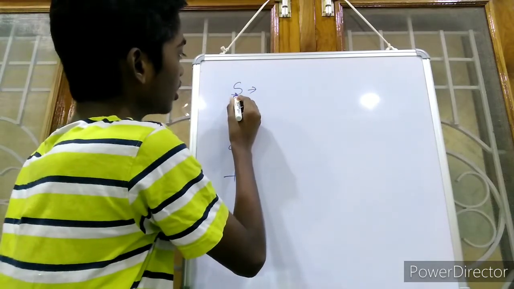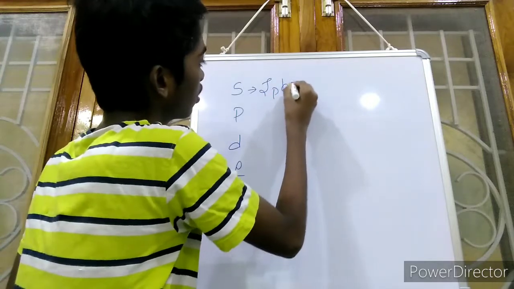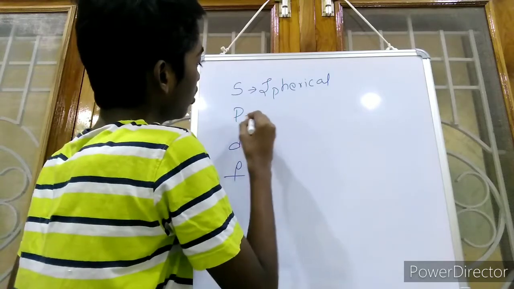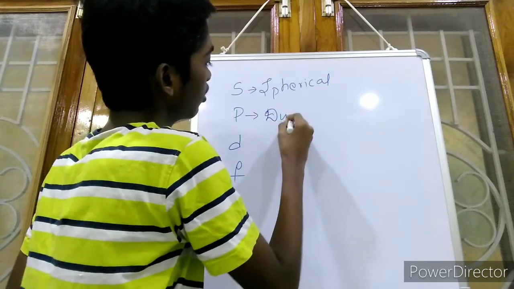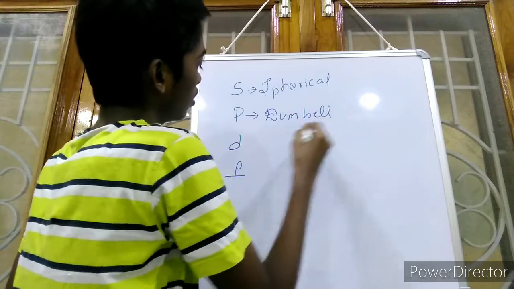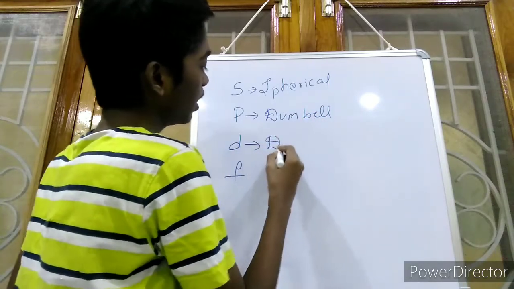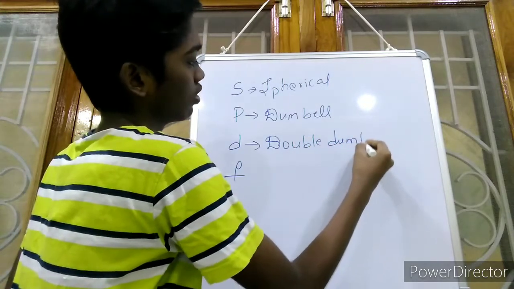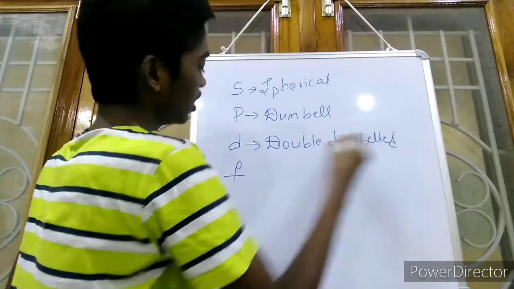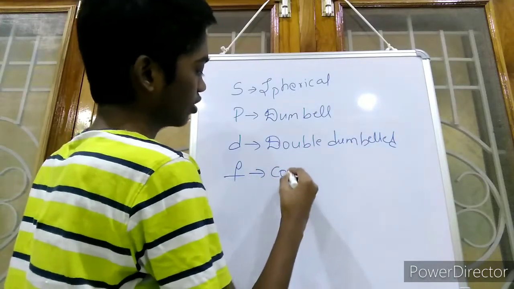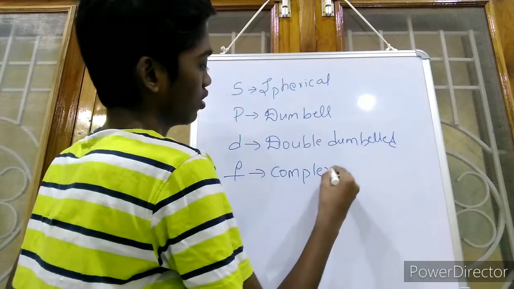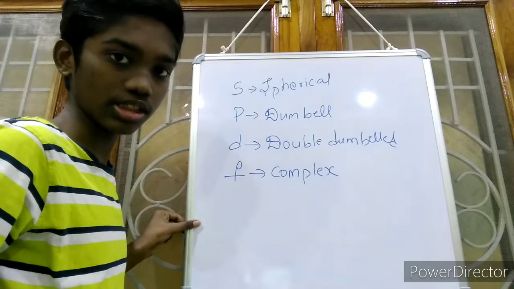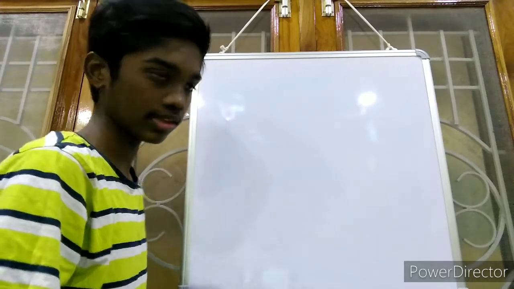The shape of the orbital S is spherical. The shape of orbital P is dumbbell shape. The shape of orbital D is double dumbbell shape. And the shape of orbital F is complex. So these are the shapes of the orbitals. Now we will know about the structures. We will know about the structure of orbital S.